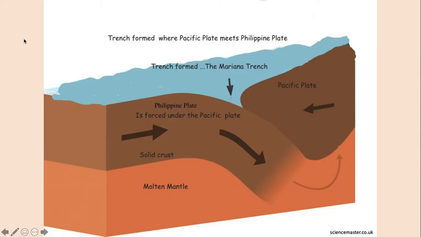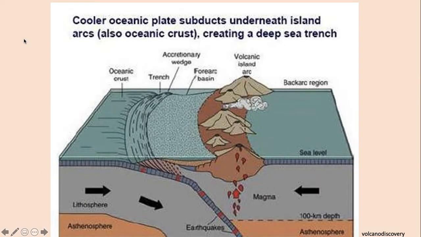Here's a diagram of a subduction zone. And another diagram of a different subduction zone. Two plates colliding, a convergent plate boundary where one plate slides beneath the other one, and it often results in volcanic islands.